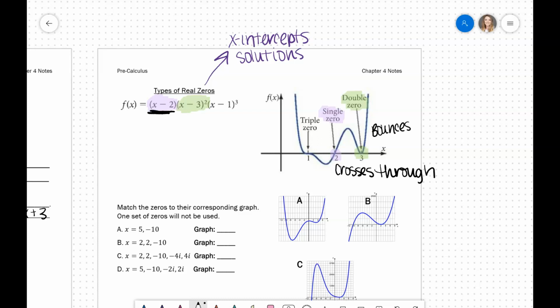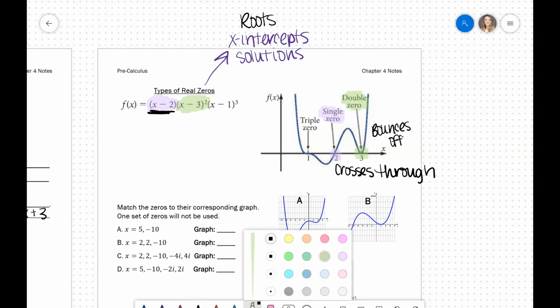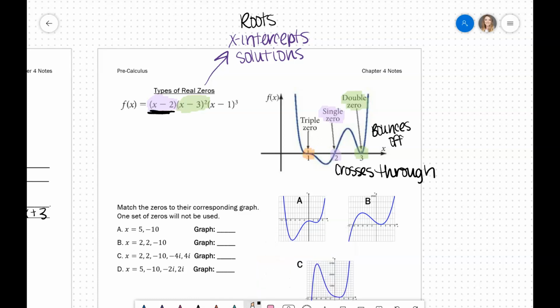We also might call that a double root. That's the other word that you could hear us refer to x-intercepts as. So that bounces off. Another type of x-intercept that you'll see is a triple 0.